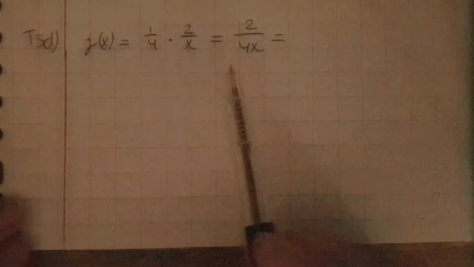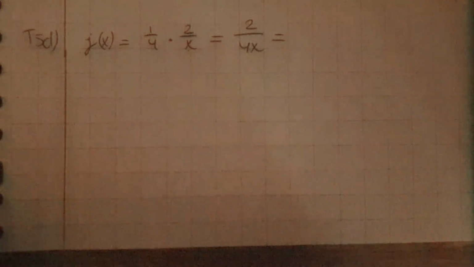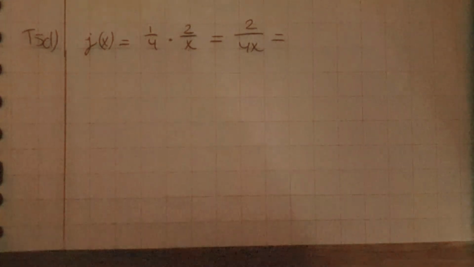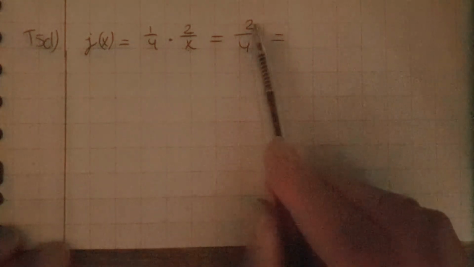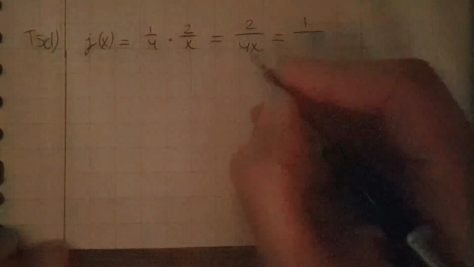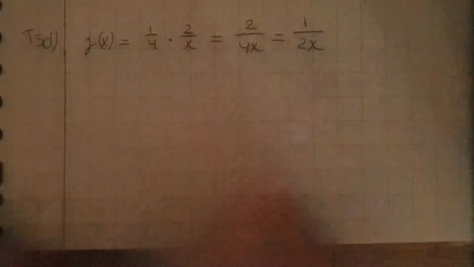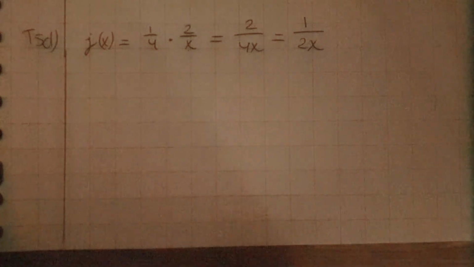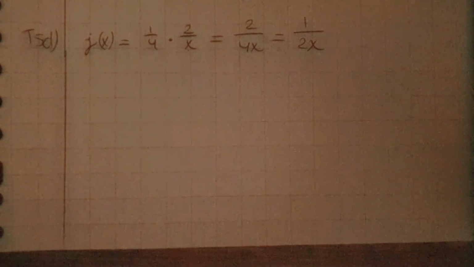Now, if I look at the 2 numbers over here, the 2 and the 4, I can immediately see that they are in the same times table, so I can make them smaller, which means simplify. I'm going to divide this by 2, and I'm going to divide this by 2. This is 1, and 4 divided by 2 is 2, and then of course x. So 1 divided by 2x, this is the answer.